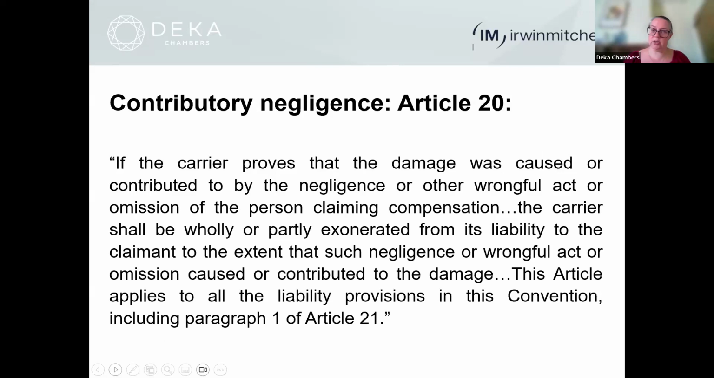So turning now to contributory negligence, which was the question in Wuchner, and how that plays out in the context of other parts of the convention. There is a provision on contributory negligence in the convention. So the carrier must prove, and this is what Nina was talking about in relation to JR, so we know something about the evidential burden there, that the damage was caused or contributed to by negligence or other wrongful act or omission of the person claiming compensation. And that is either a whole or partial exoneration from liability. Now, that, as Nina said earlier on in our talk, is governed by English notions of negligence.